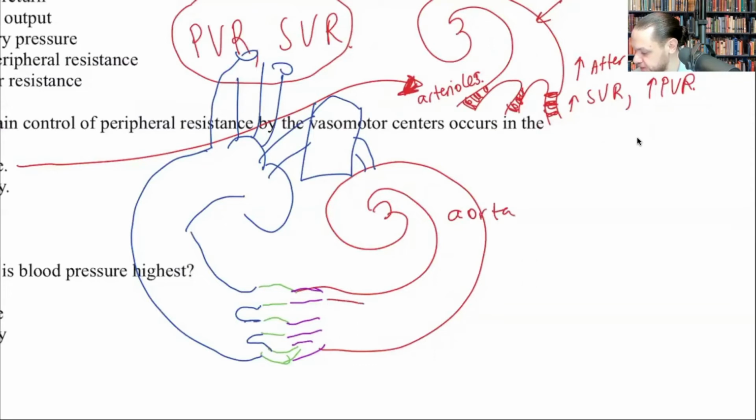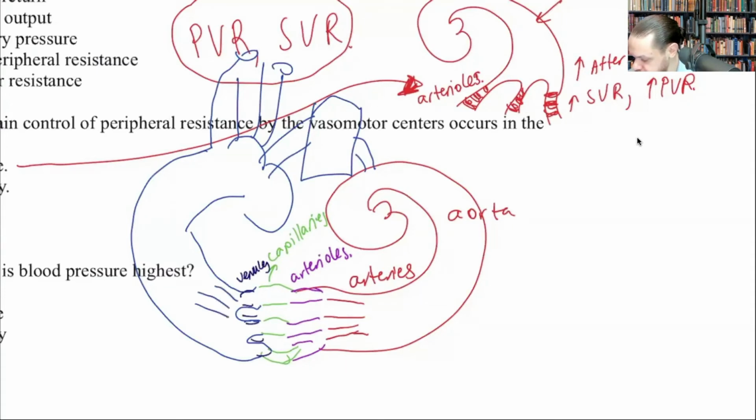Then at this point, it's going to start to branch into the bigger arteries. Then at this point, it's going to go into arterioles. Here, green was going to be the capillaries. Here, it's going to go into venules. Then it's going to go into veins. And here we're going to say this is the inferior vena cava, this is the superior vena cava at the top, right? And it goes into the right atria.